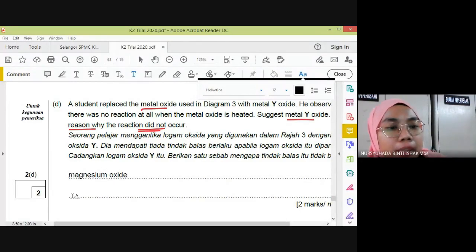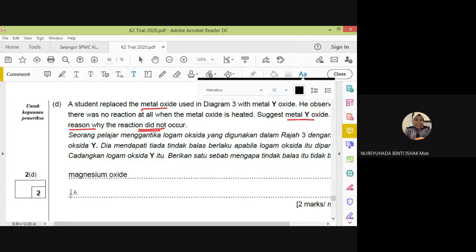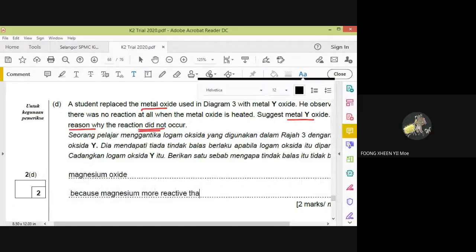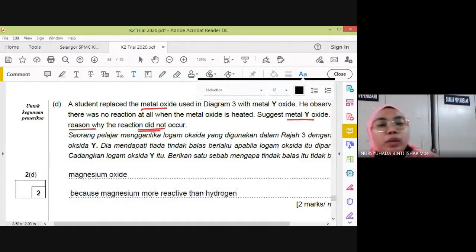Okay, why can magnesium oxide not use the first method? Because of what? Because magnesium is more reactive than what? Hydrogen. Very good. 2 marks. Okay, next.